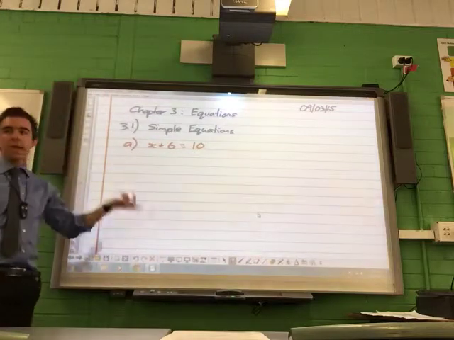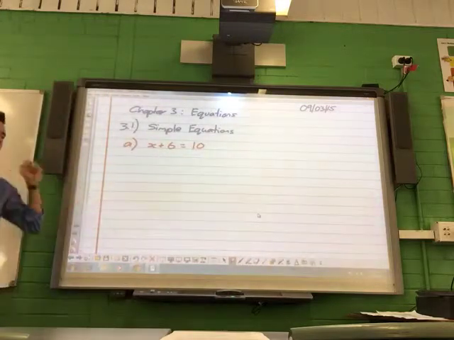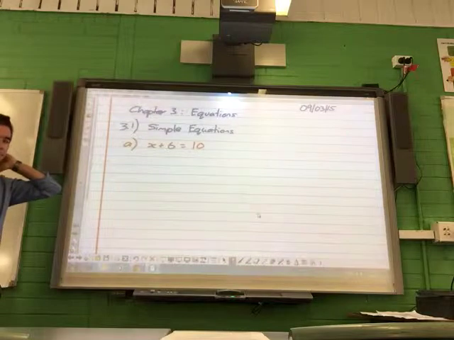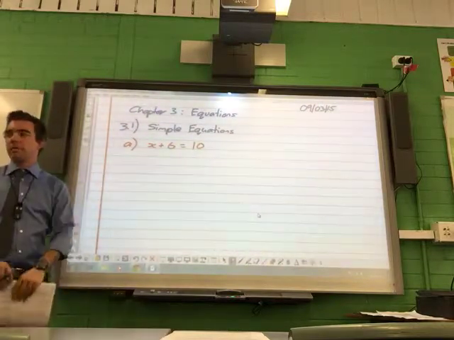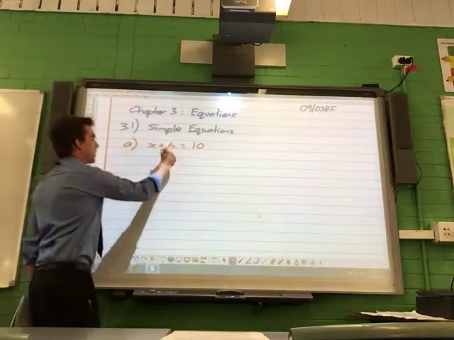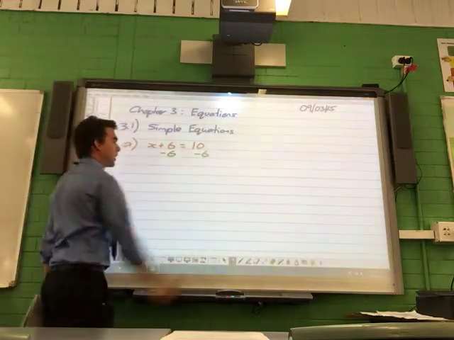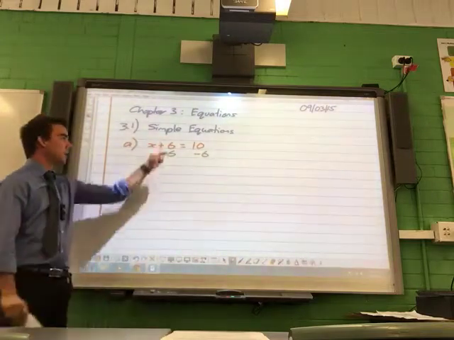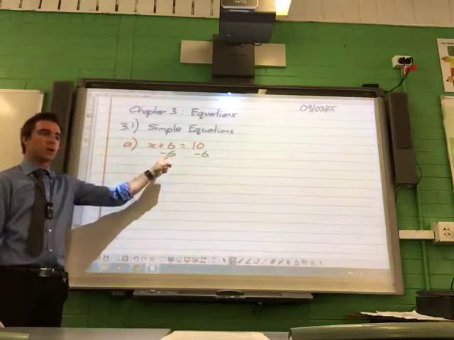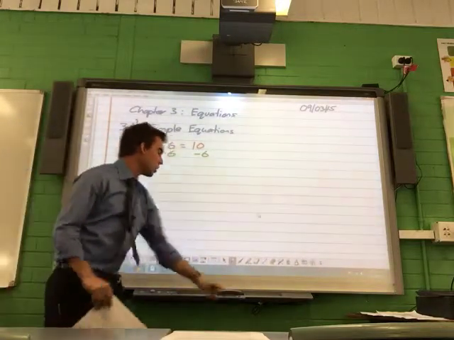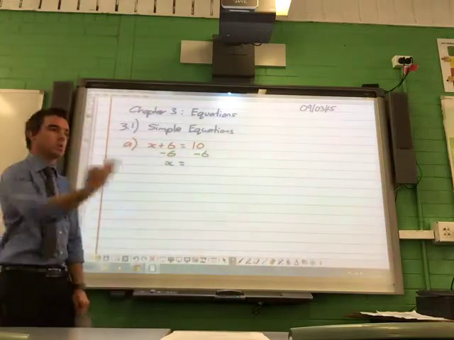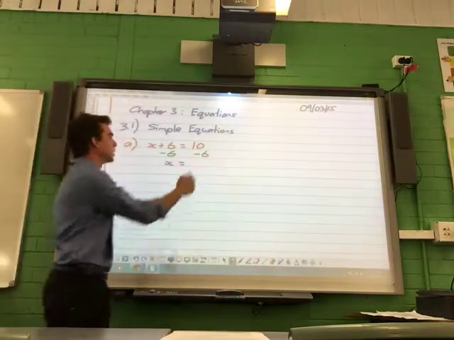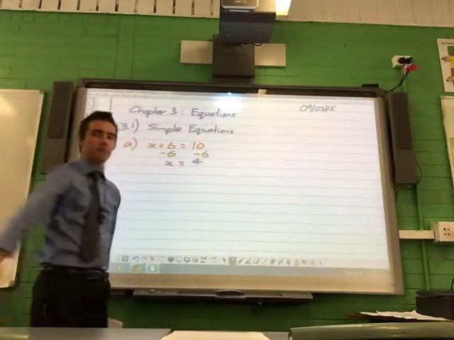So the aim of solving the equation is to get the variable by itself, in this case x, and I need to do the opposite to adding 6 to both sides to solve for x. So I do the opposite, which is take away 6. What that achieves: 6 take away 6 equals 0, x plus 0 is x, and then I'll do what's on the other side of the equal sign as well. 10 take away 6 is 4.